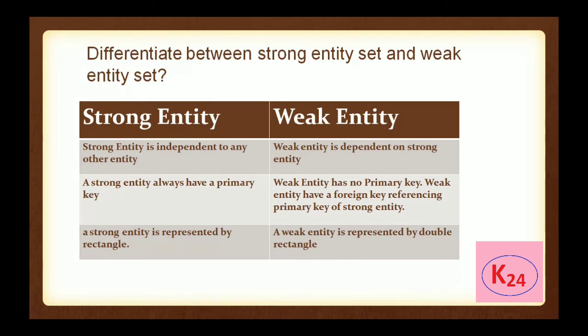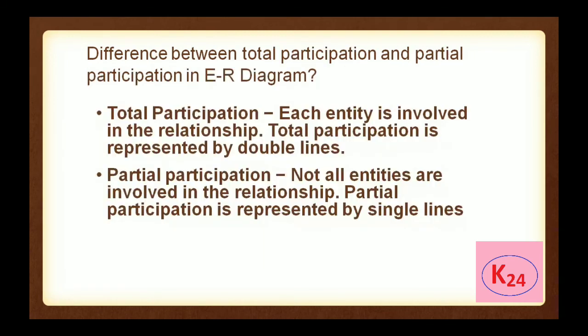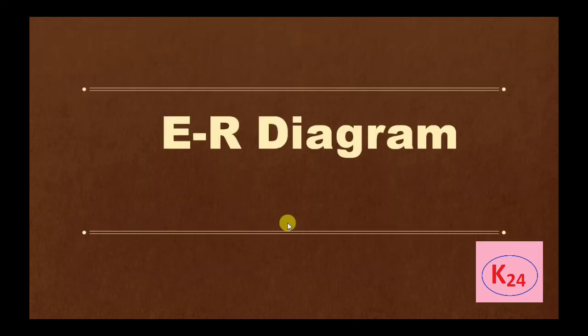Now we will see the next difference between total participation and partial participation. Total participation means each entity is involved in the relationship and it is represented by double lines. And second, partial participation means not all entities are involved in the relationship, means some entities are involved in the relationship and some are not, and it is represented by a single line. So these are the two differences. So this is all about ER diagram.